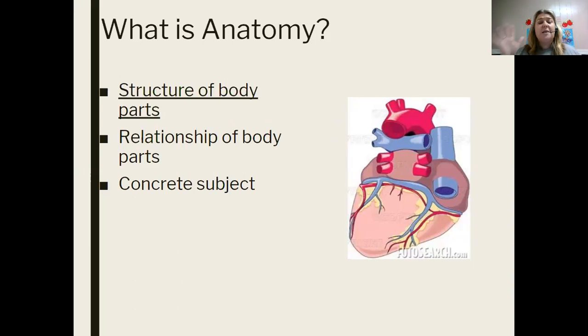of the body parts. Anatomy is basically diagrams. It's dissection. It's looking at actual body parts to see what they look like, where they are in relationship to other body parts. And the thing about anatomy is it's concrete, which means it doesn't change. You don't just all of a sudden go, oh, we're going to move the heart somewhere else. That's not how it works. It's a concrete subject that does not change.